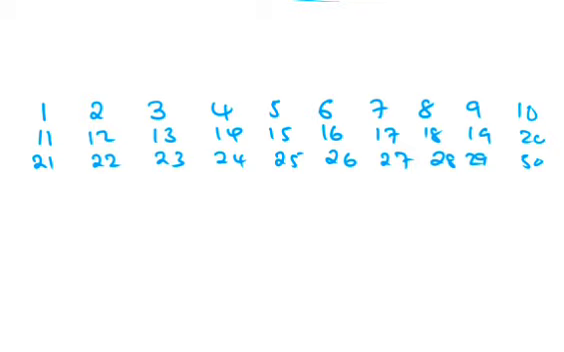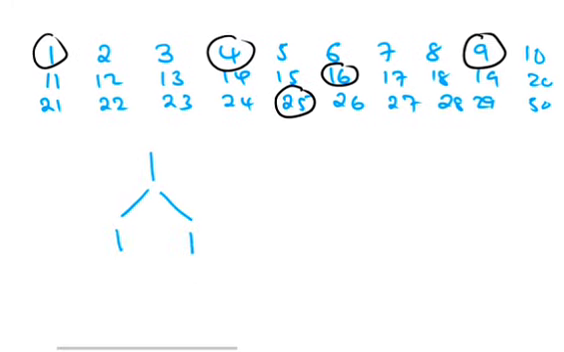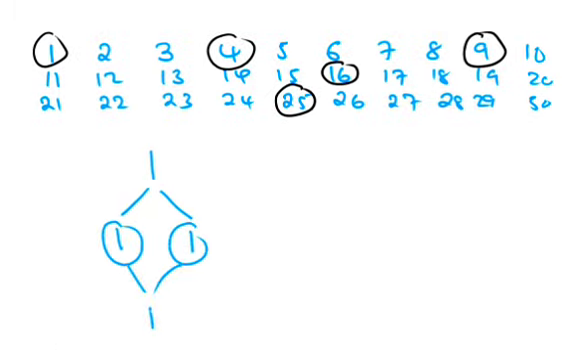Square numbers: we have 1, it's a square number. 4 is a square number. 9 is a square number. And we have 16 here, a square number. 25 here is a square number. To know a square number, take the factors of that number. For 1, the factors are 1 and 1. If you multiply 1 and 1, the answer is 1.